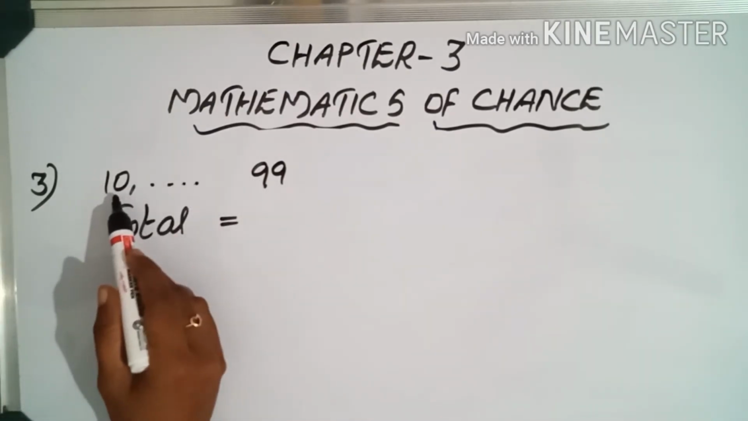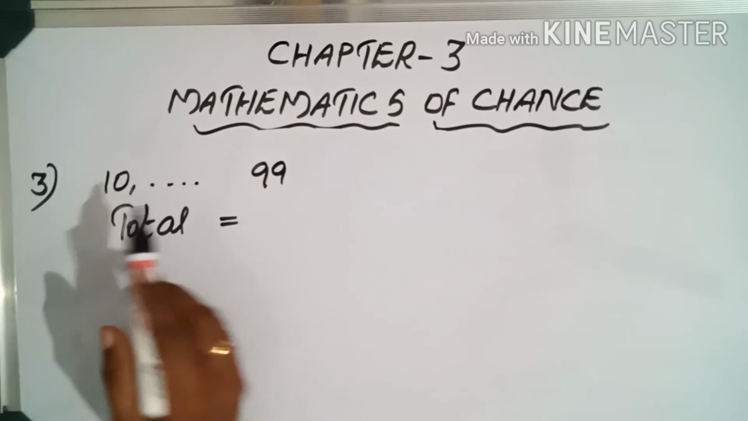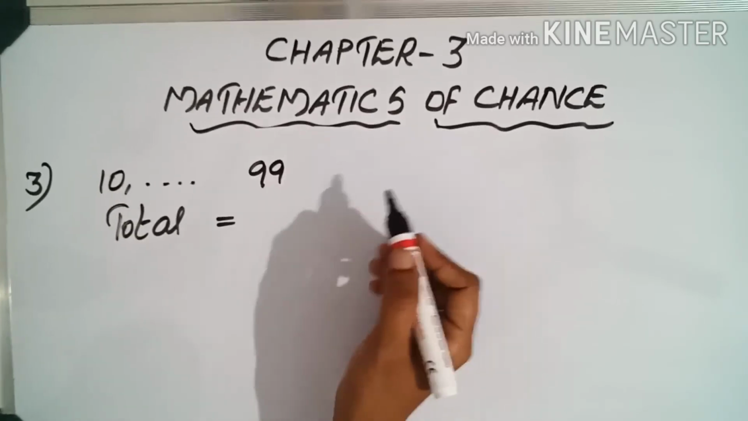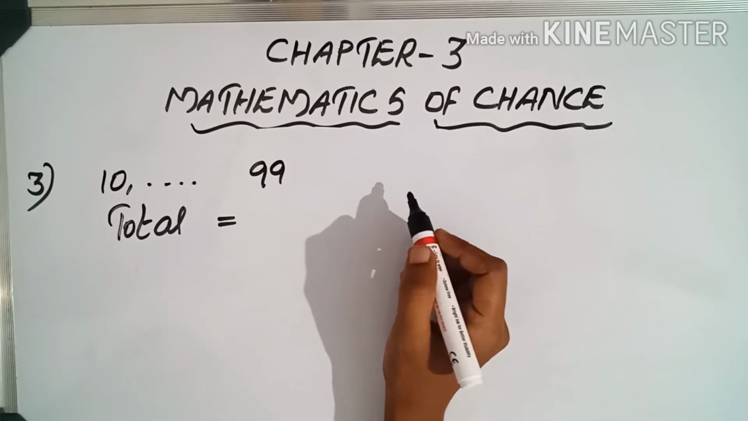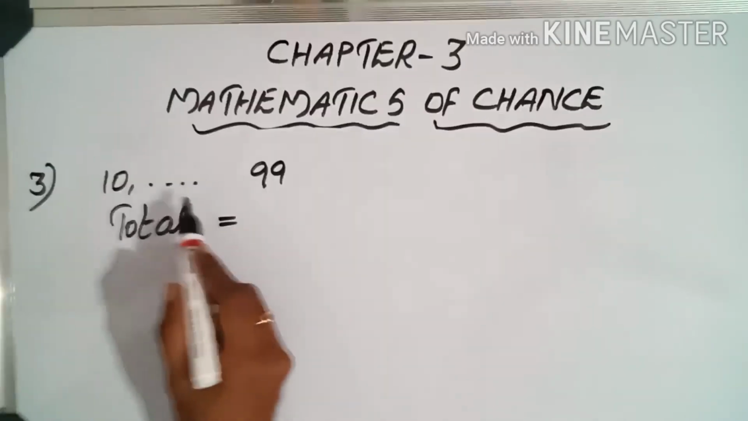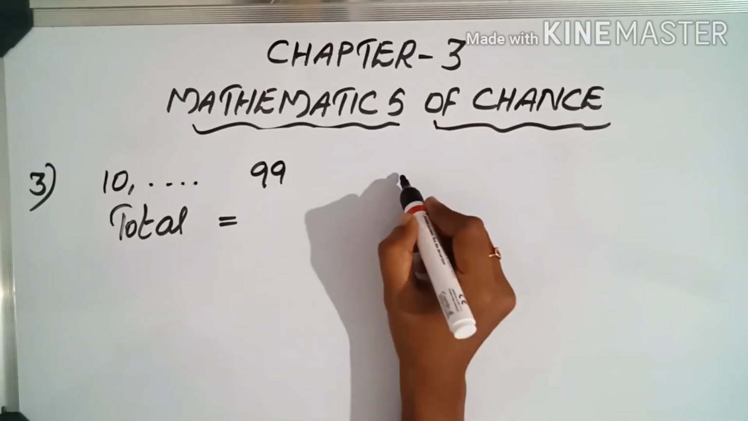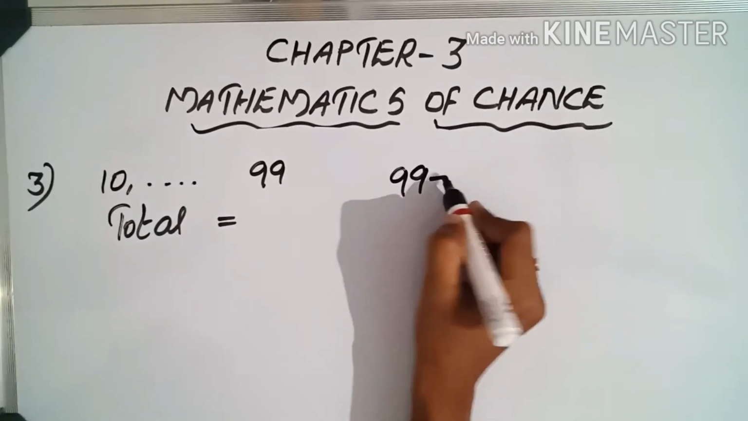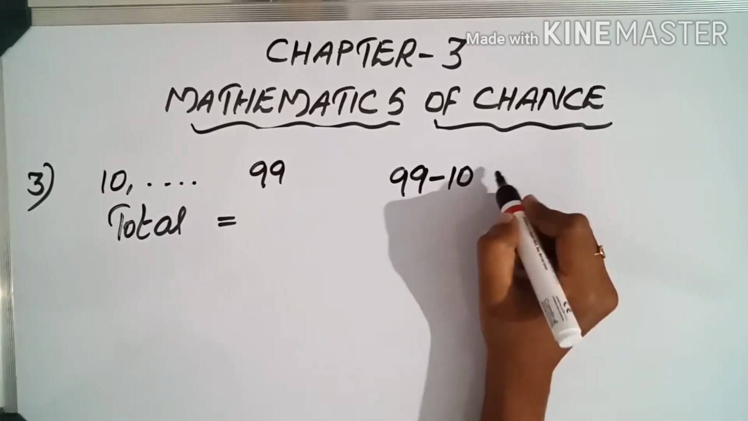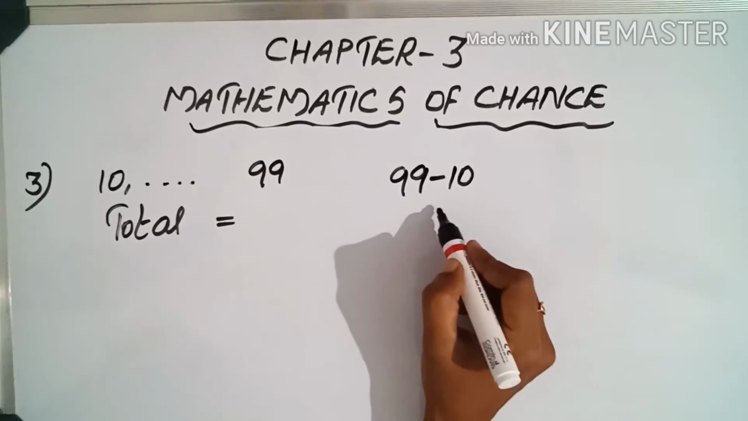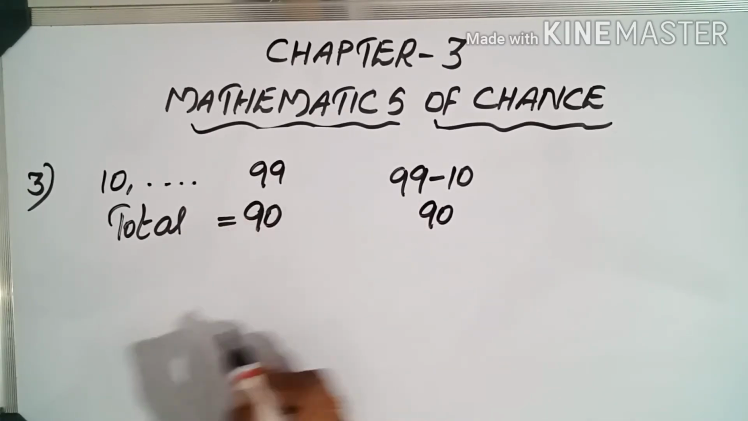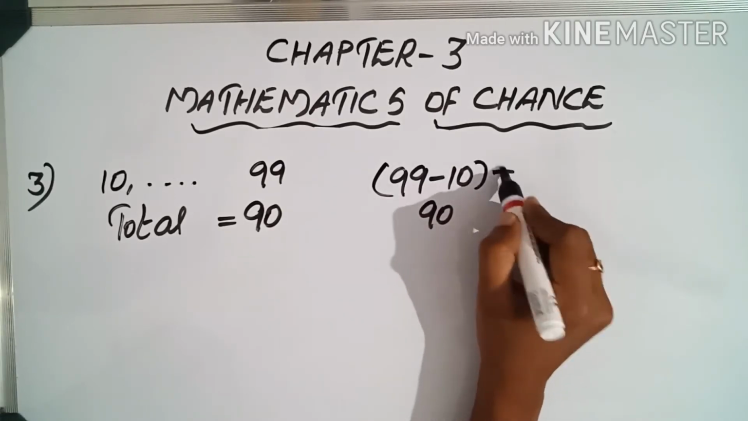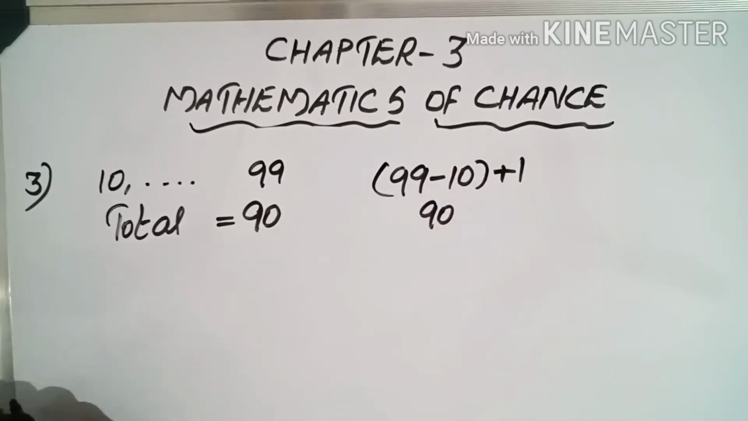99 minus 10, that is 89, plus 1. In arithmetic sequences, we learn how to find the number of terms in a sequence. This is a sequence, 10, 11, 12, and so on up to 99. So the number will be 99 minus 10 plus 1, which is 90. So a total of 90 numbers are there.